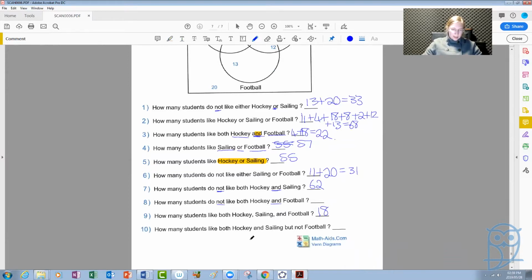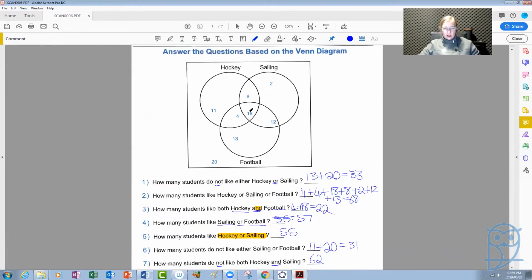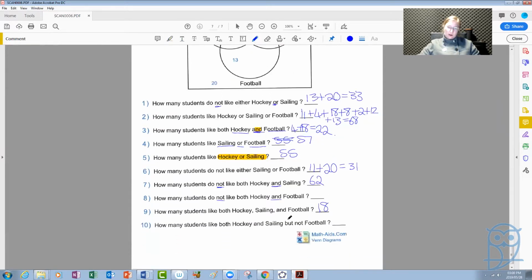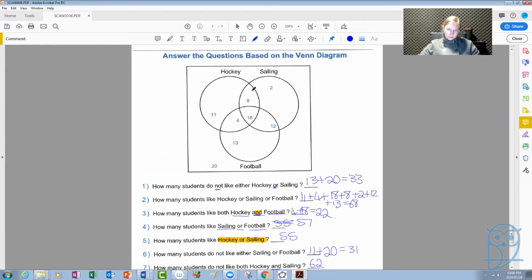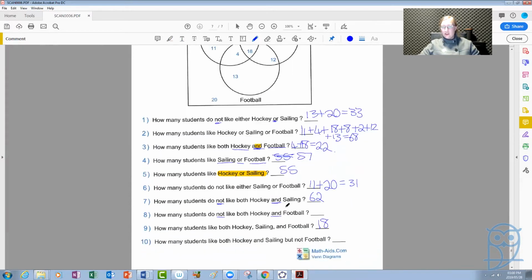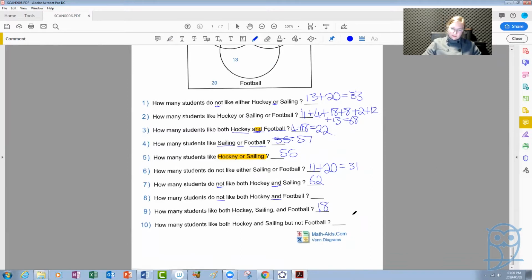So here, our last one is, how many students like both hockey and sailing? So now we need to look at hockey and sailing. So that's that section there, but not football. So we're looking at this section, but not the ones that like football as well. So that'll just be 8. Okay.